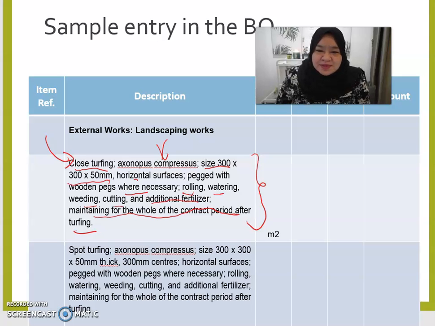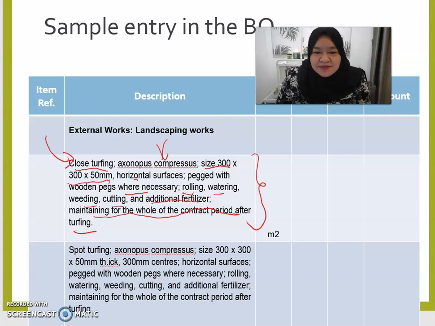Okay, always remember this, why you need to describe your description of your items correctly is because the contractors that enter into the contract will rely on your description to price the rate or the item. So you need to be very careful in describing this description.